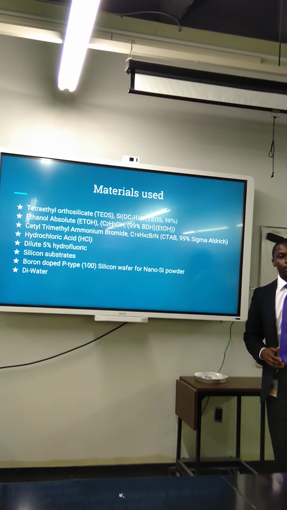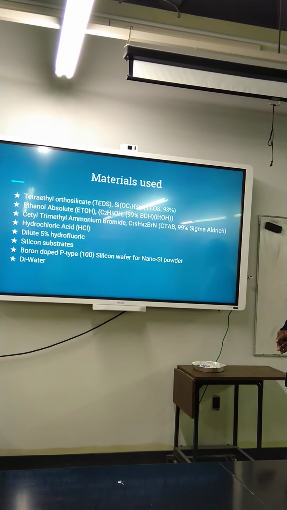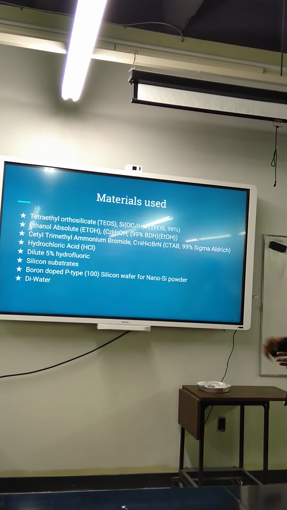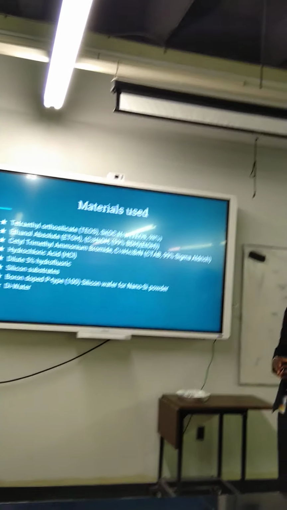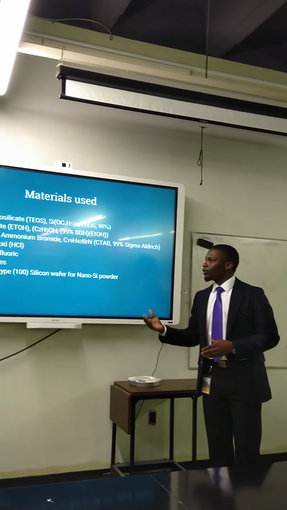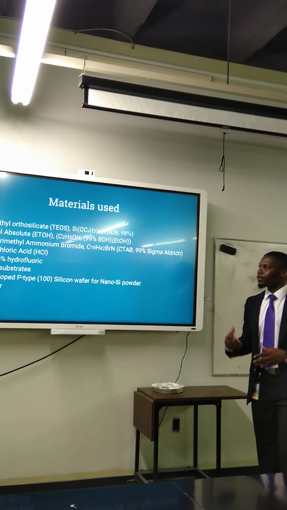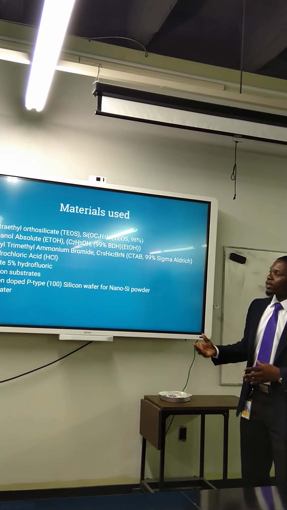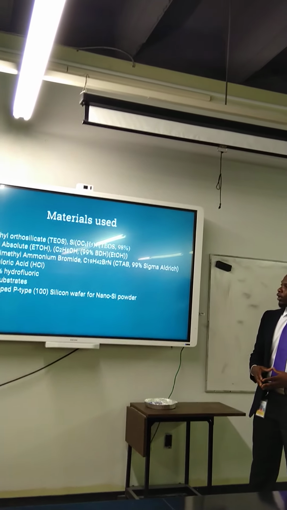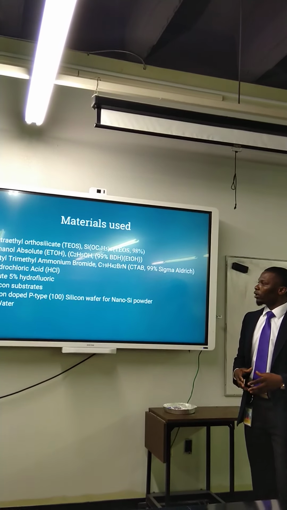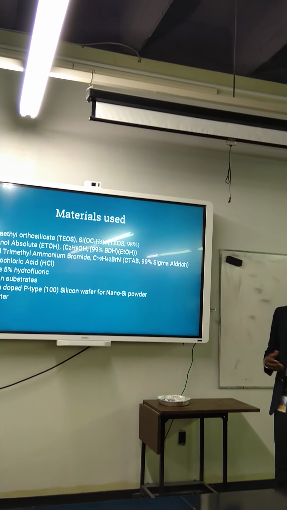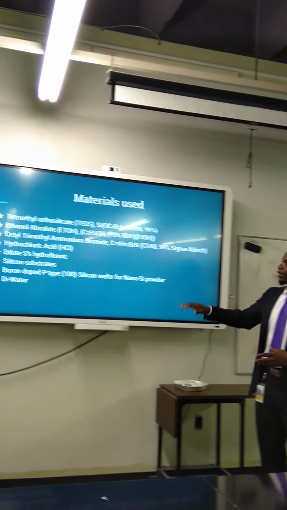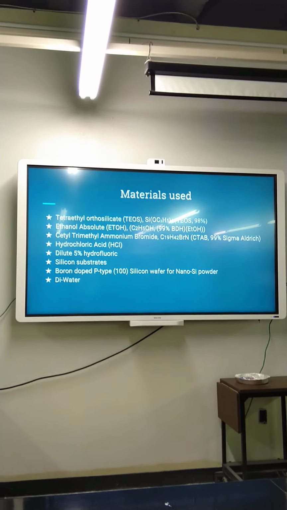These were some of the materials that were used. We used the TEOS, 98%. We used the ethanol absolute, which was 99%. And then we used hydrochloric acid. We used also dilute 5% hydrofluoric. Silicon substrates were also used, and also boron-doped p-type silicon wafer for the nano silicon powder. And then in the cleaning process, we also used DI water.